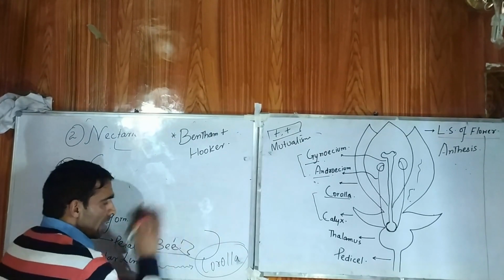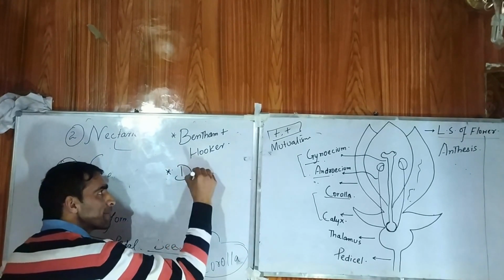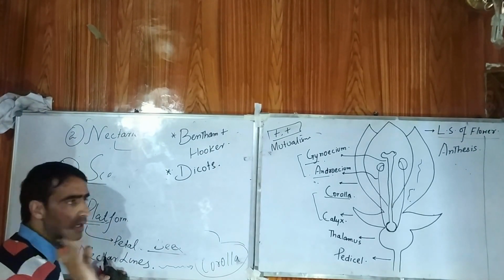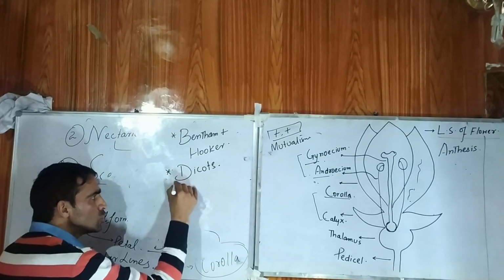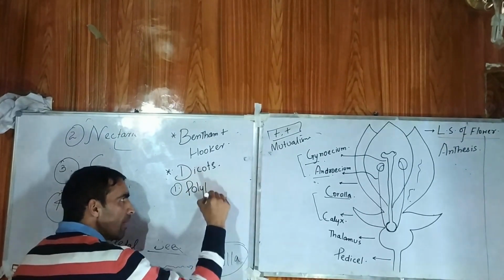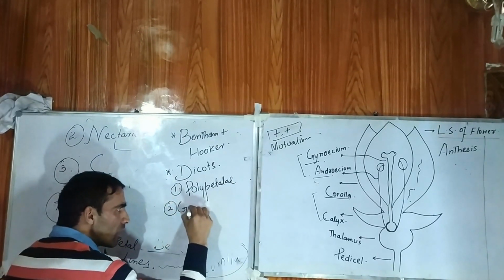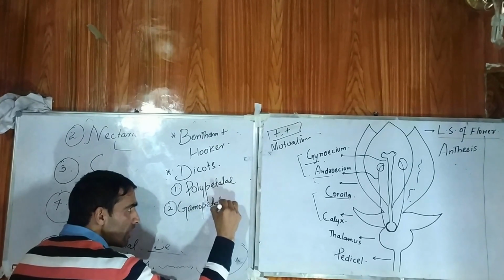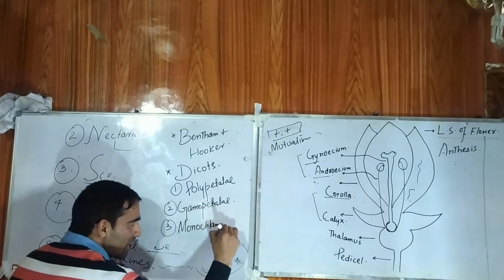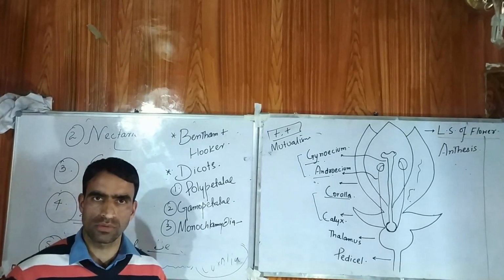लेकिन at one of the important points, they classify dicots, not monocots, not gymnosperms. They classify dicots into three groups. First, polypetalea. Second, gamopetalea. Third, monochlamydia. Monochlamydia. You'll be asked. Dicots were classified into three groups.